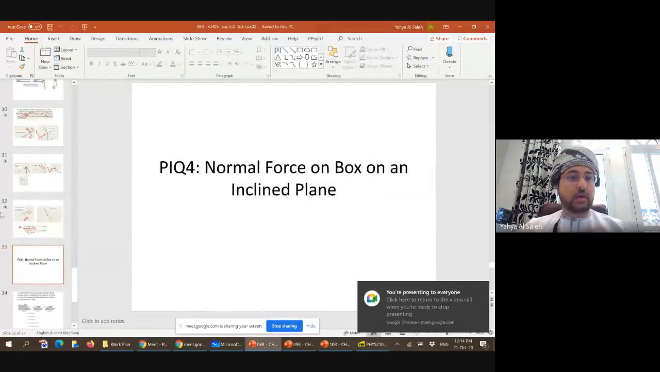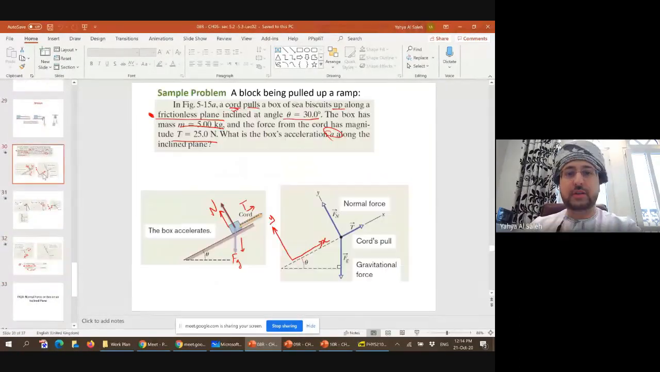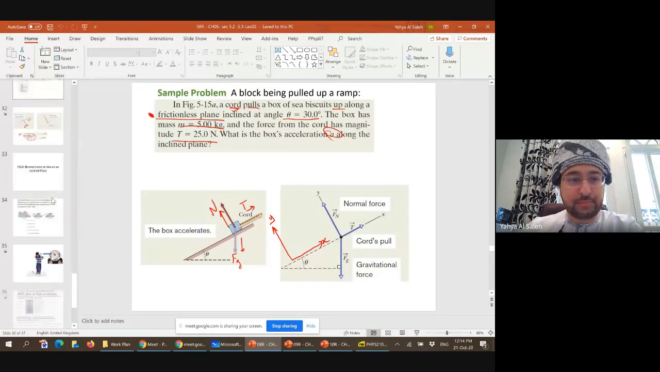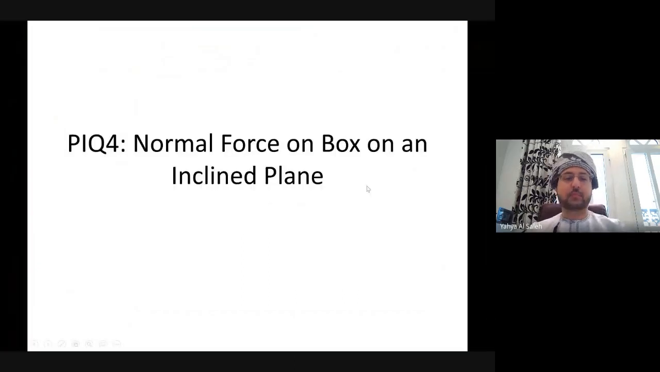Okay. So this is the last thing we did in the previous lecture. We introduced tension, and then we did one example of a block being pulled on a ramp. Okay, now moving on. Normal force on a box on an inclined plane. So we will be trying to include extra forces and projections.